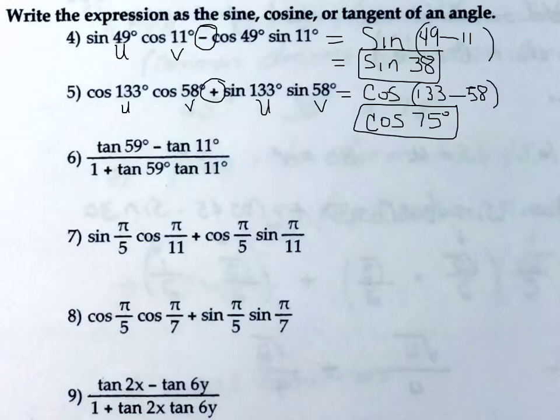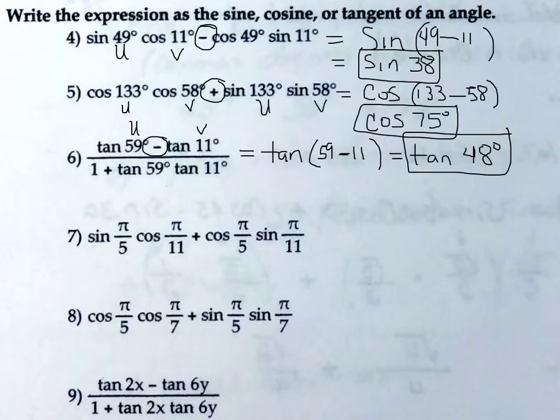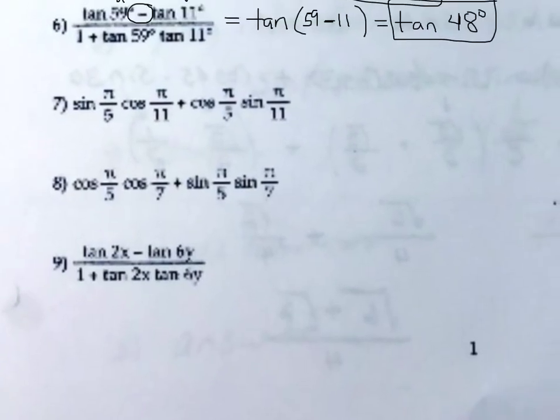So this one, they just want you to write it as an expression of sine, cosine, or tangent. Now, number 6 is more than likely tangent, right? So that is tangent. This is U and V. Tangent follows the sine, so if there's a minus on top, it's going to be a minus between U and V. So it's 59 minus 11, which is 48 degrees. So that's all we're going to do in the second part. Okay, and that is easy.